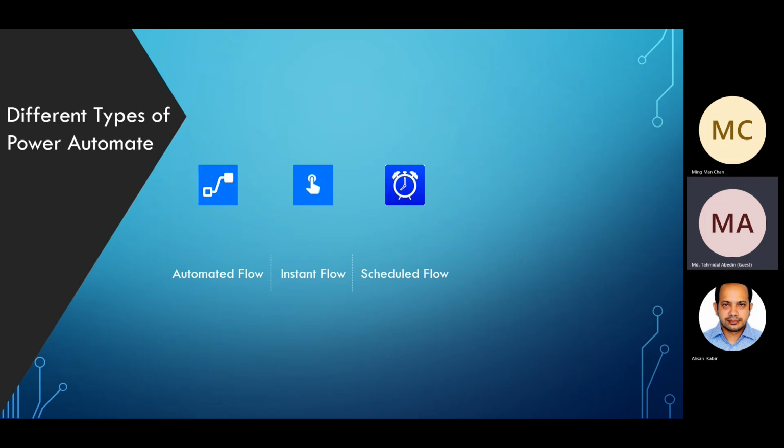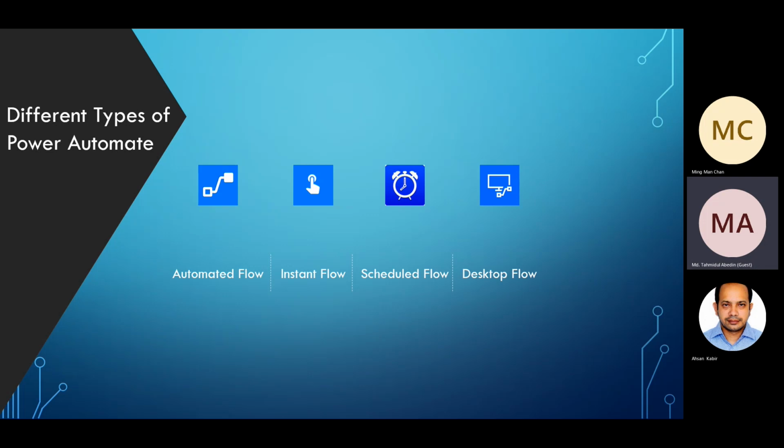The next is the scheduled flow. Scheduled flow is a very intricate solution in Power Automate. Like when we want to do a certain task on the same day, or every week, or every month. Let's say we want to send an email as a notification to certain persons. We can schedule that with this flow, and it will send that notification as we specified in the schedule.